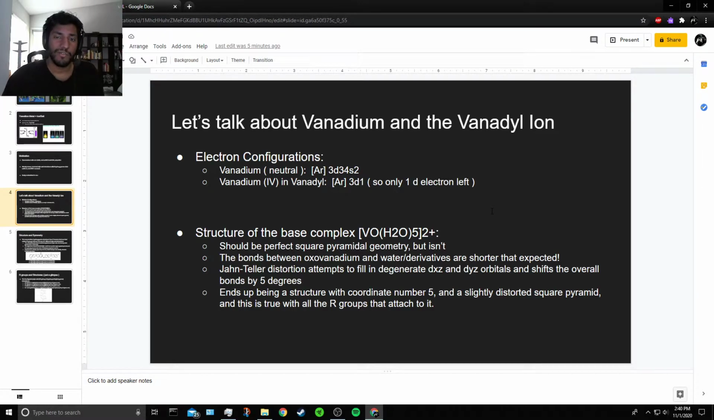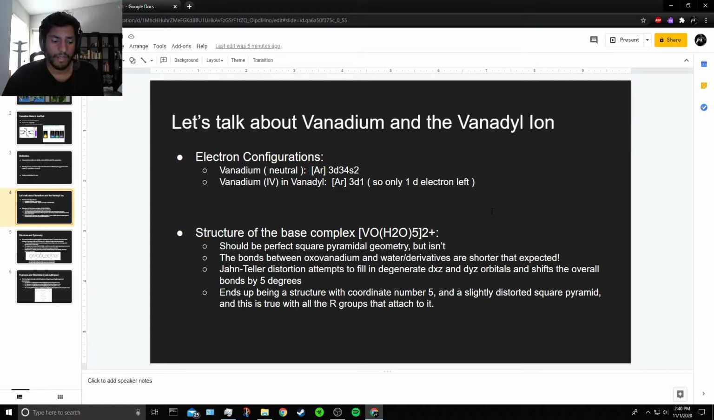Vanadium in its neutral state has an electron configuration of about argon 3d3 and 4s2, and the vanadilyl ion is 4 plus. So we lose those outer 4 electrons. We lose the 4s2 electrons, both of them, and we lose 2 of the 3d3 electrons. So we're only left with 1 d electron at the end of it.